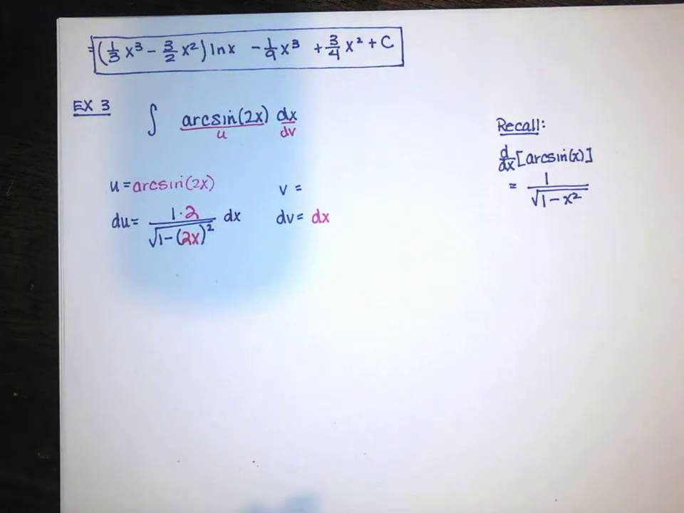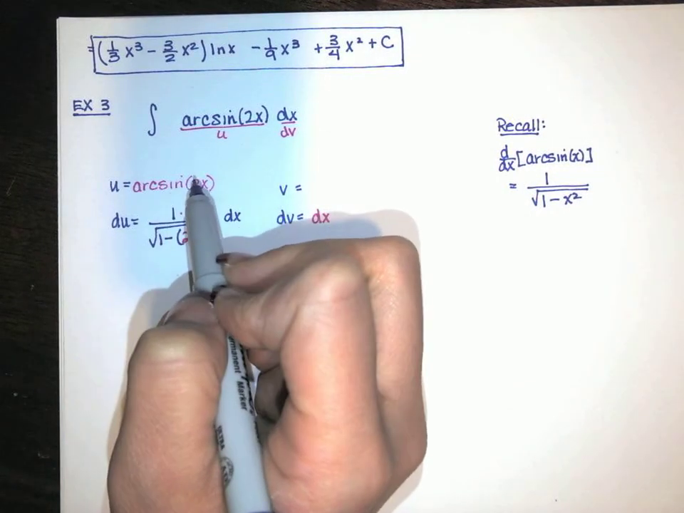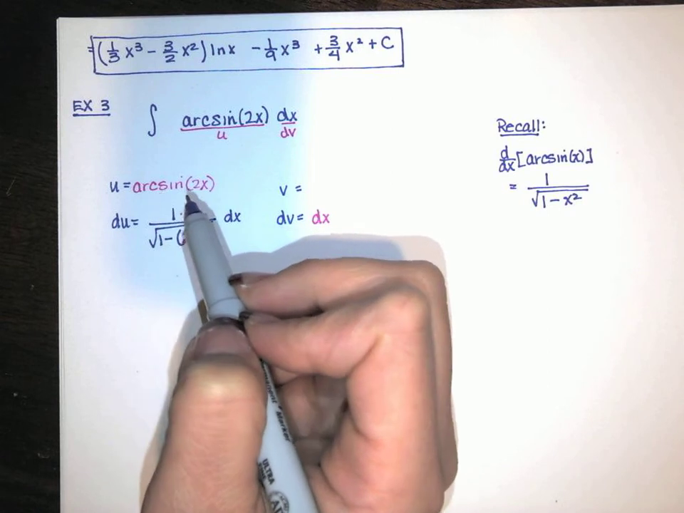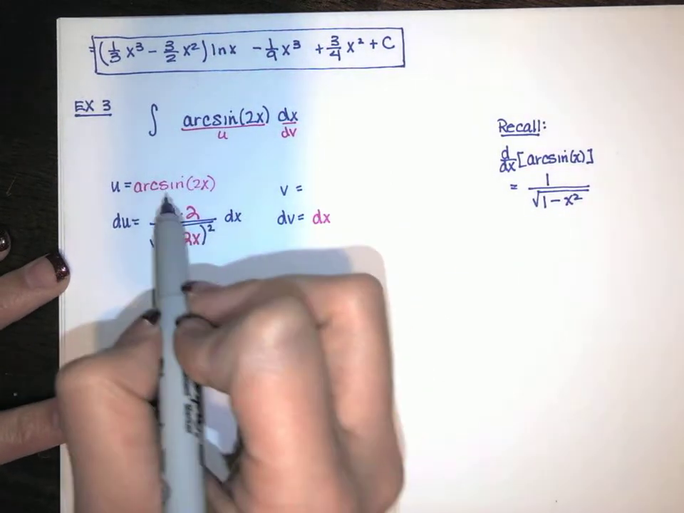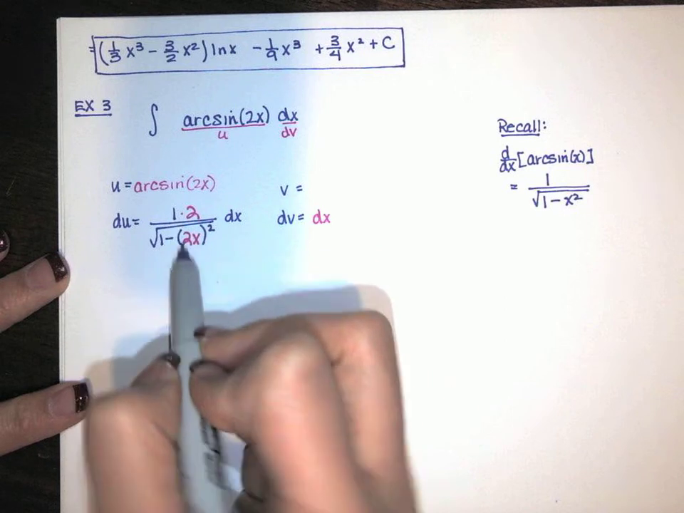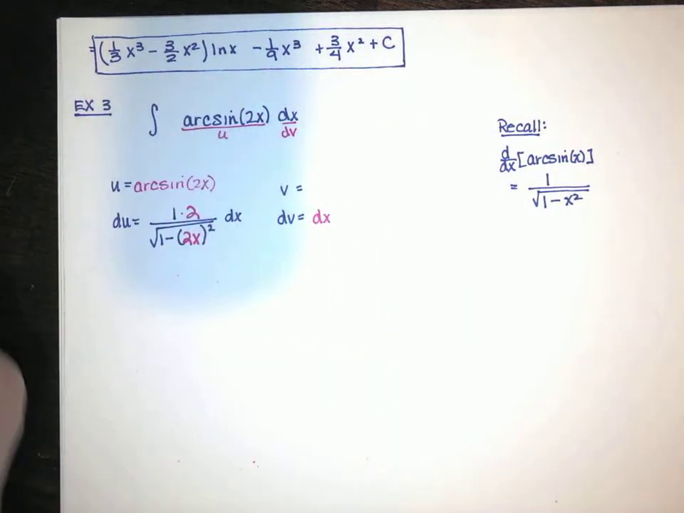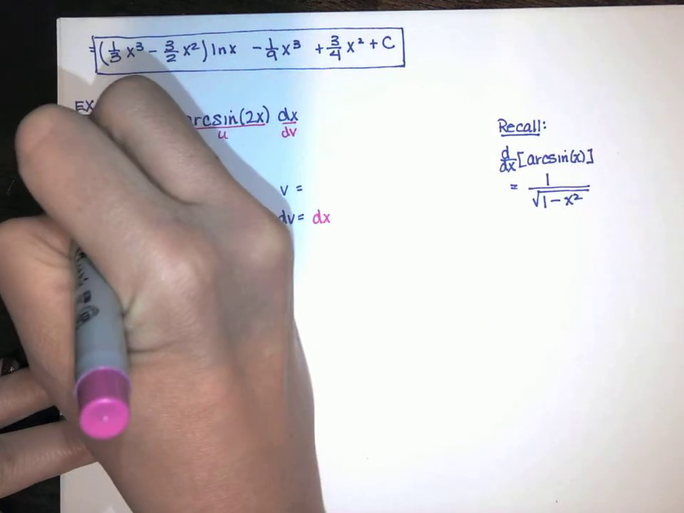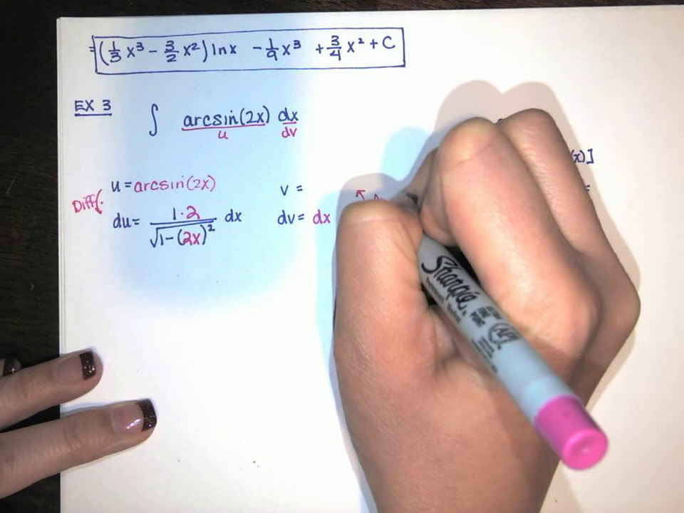Now this is just a Calc 1 reminder. Most of you probably don't need it. But this is arc sine of 2x. That's not a product. That's not arc sine times 2x. I always have to take the arc sine of something. And here we're taking the arc sine of 2x. So the derivative of arc sine of 2x is this by the chain rule. So we differentiated. And then we're going to go up. We're going to anti-differentiate.